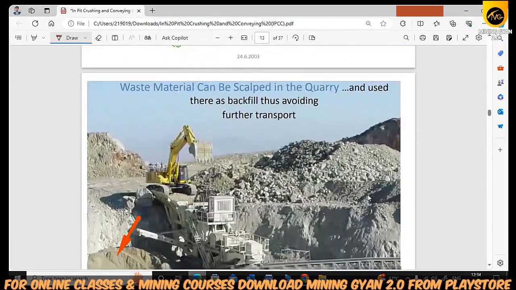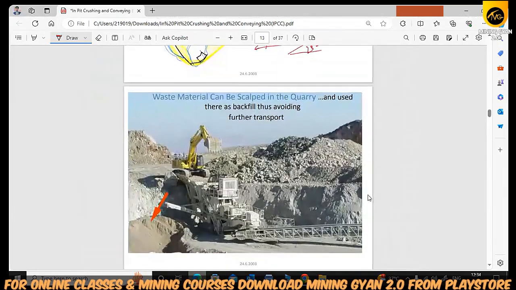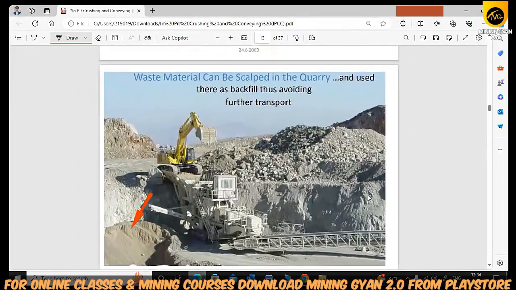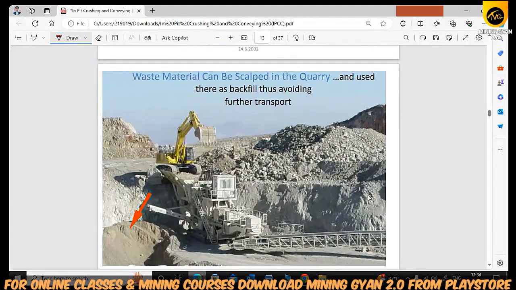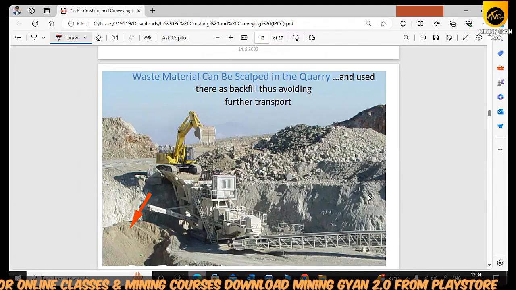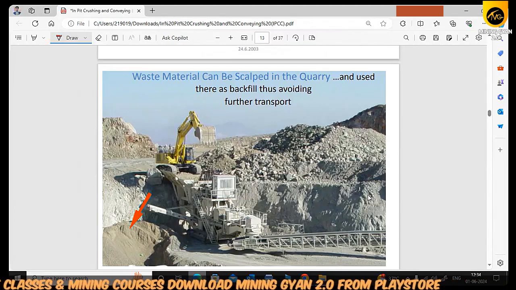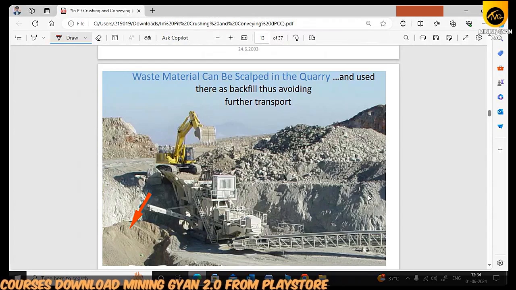For example, it is very difficult, because if we make any haul road, it requires a larger stripping ratio. So we have the flexibility to reduce the stripping ratio with the help of this conveying system. You see in this photograph, the waste material can be stacked up in the quarry using backfill, avoiding further transportation.